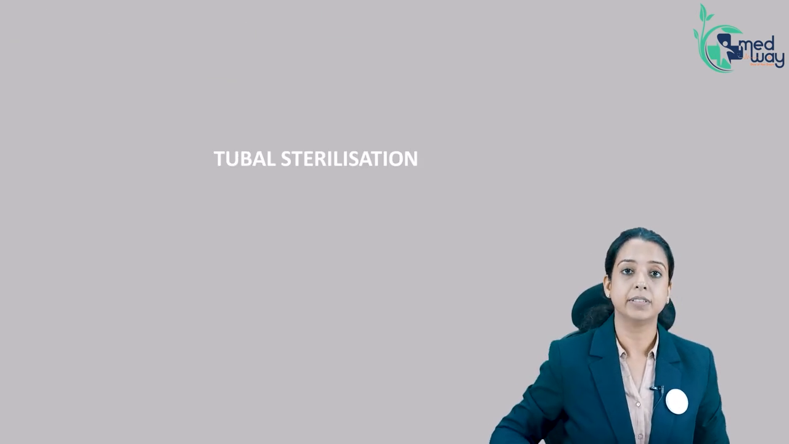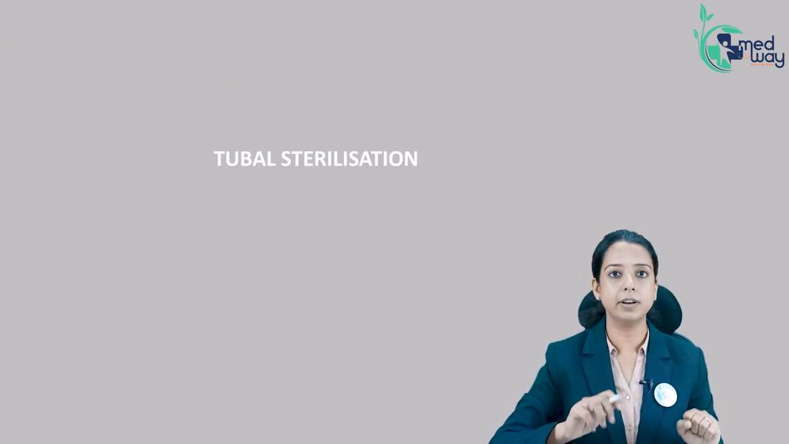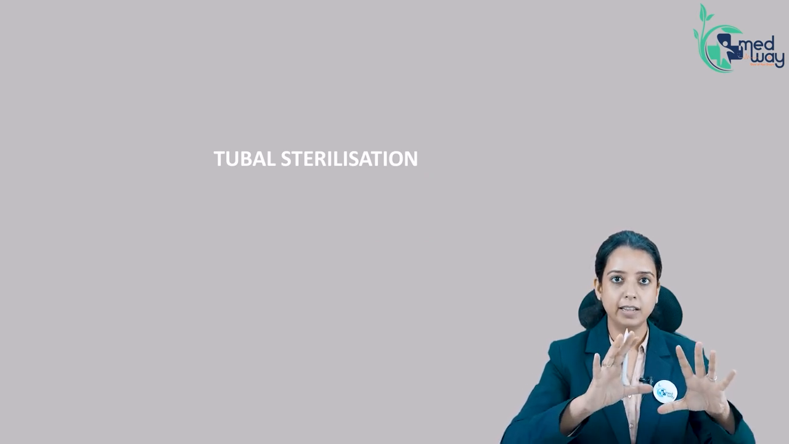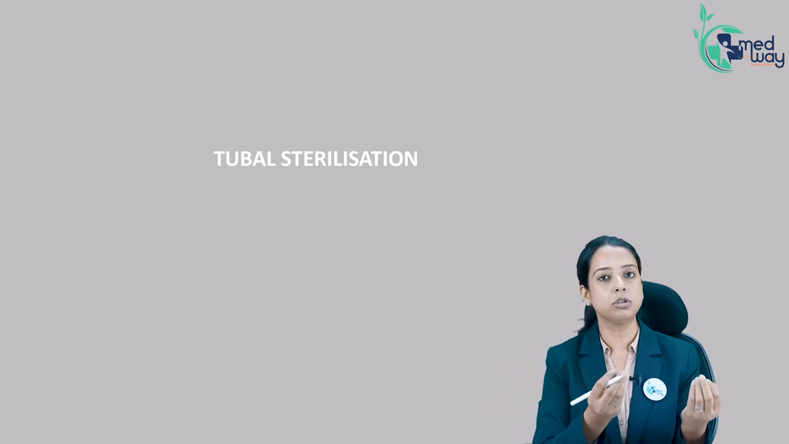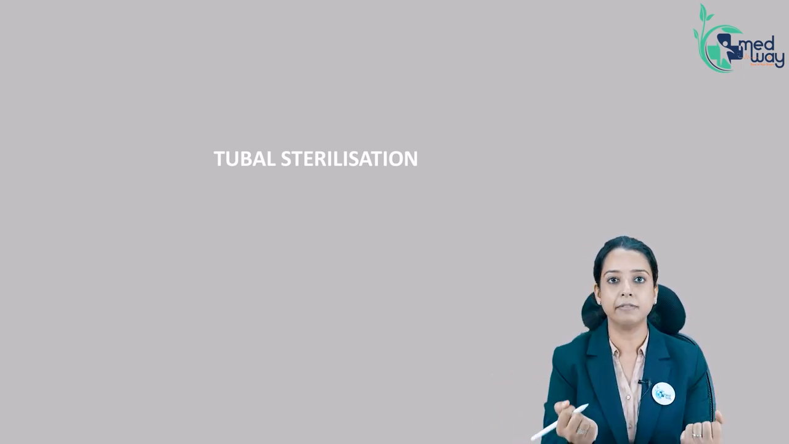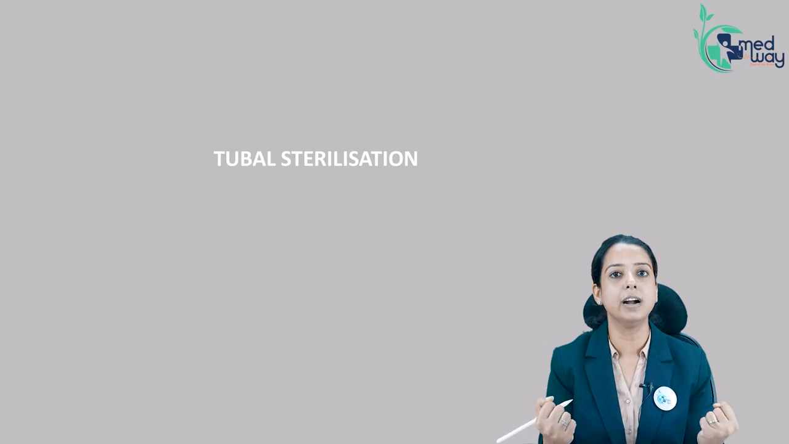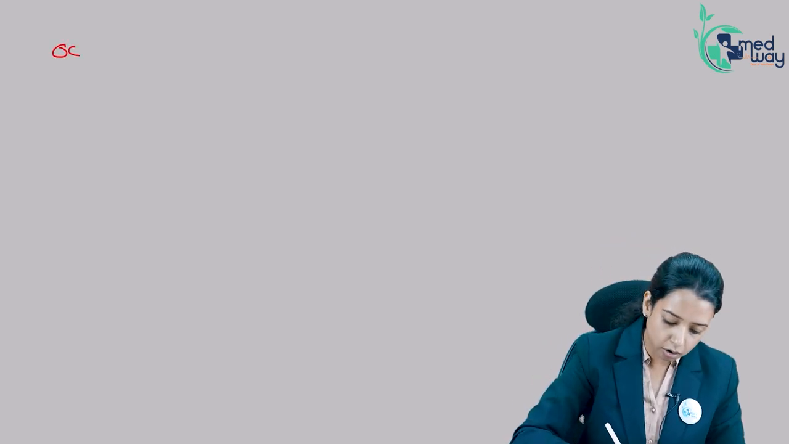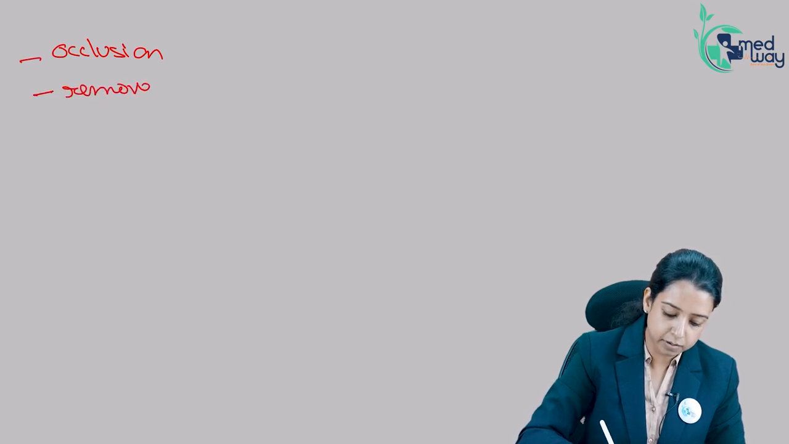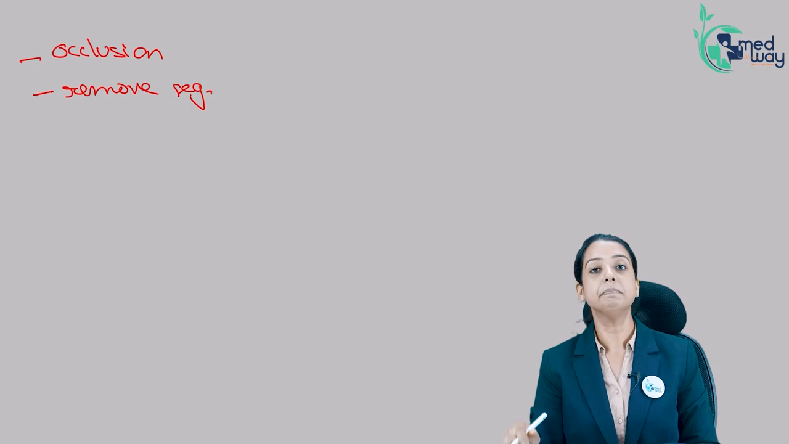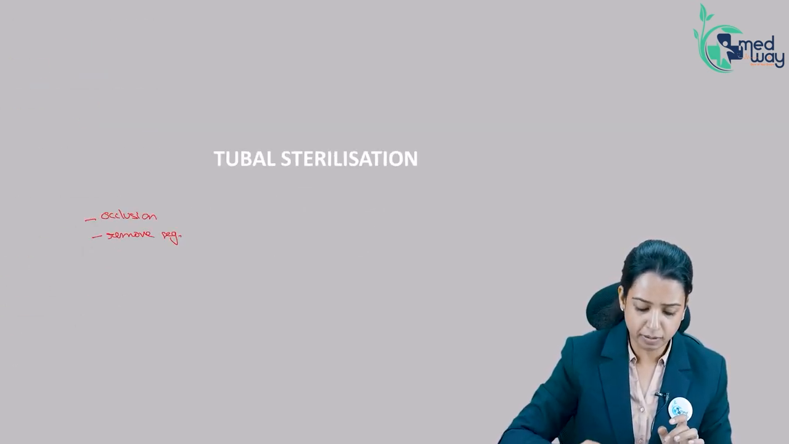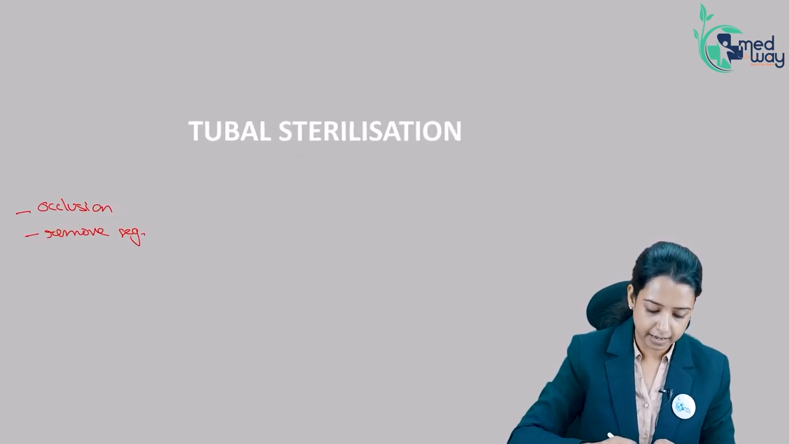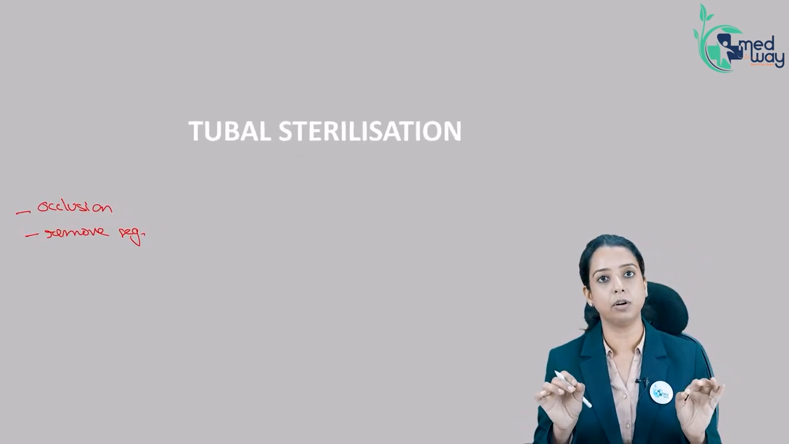Okay. Starting with tubal sterilization. How can we provide permanent contraception? The passage of ovum in females is the tube, the passage of sperm in males is the vas deferens. So if we completely close that passage, either by occluding the tube or by completely removing a segment of the tube, then we will cause permanent sterilization. So tubal sterilization can be done either by occlusion or by removing a segment of the tube.